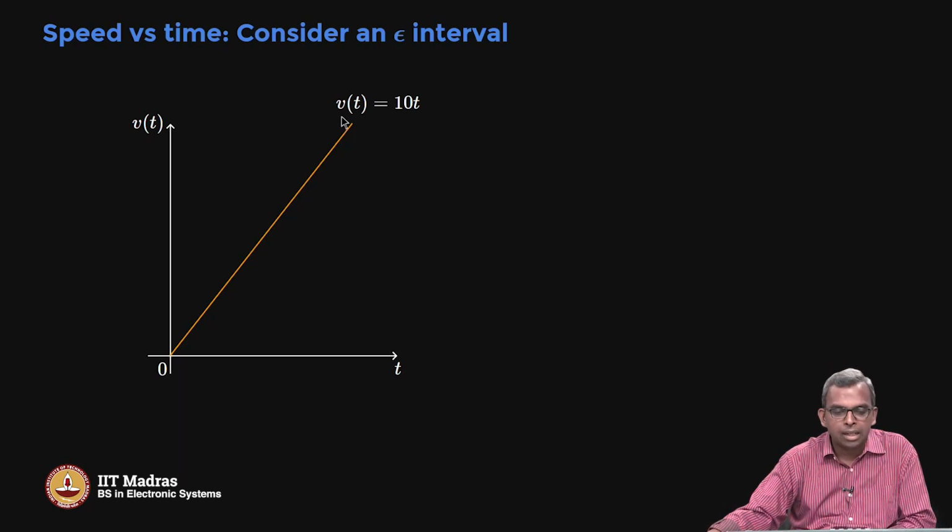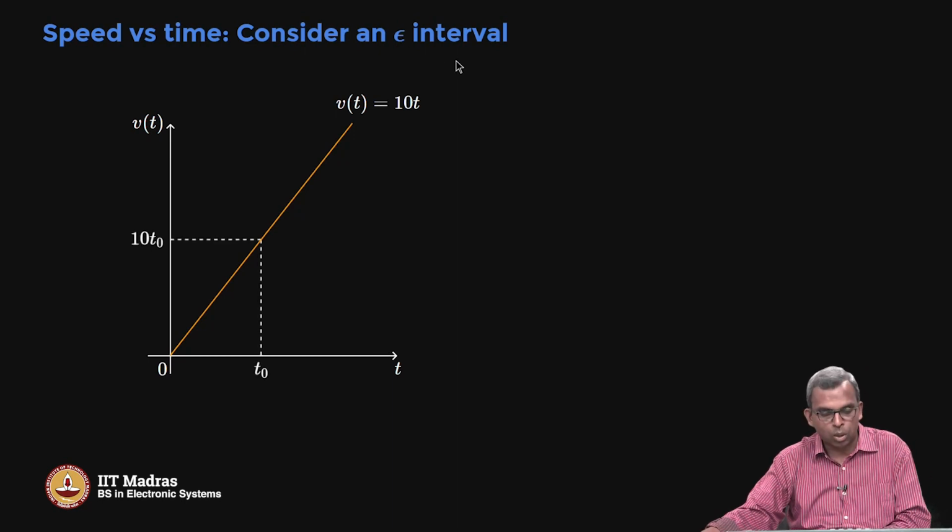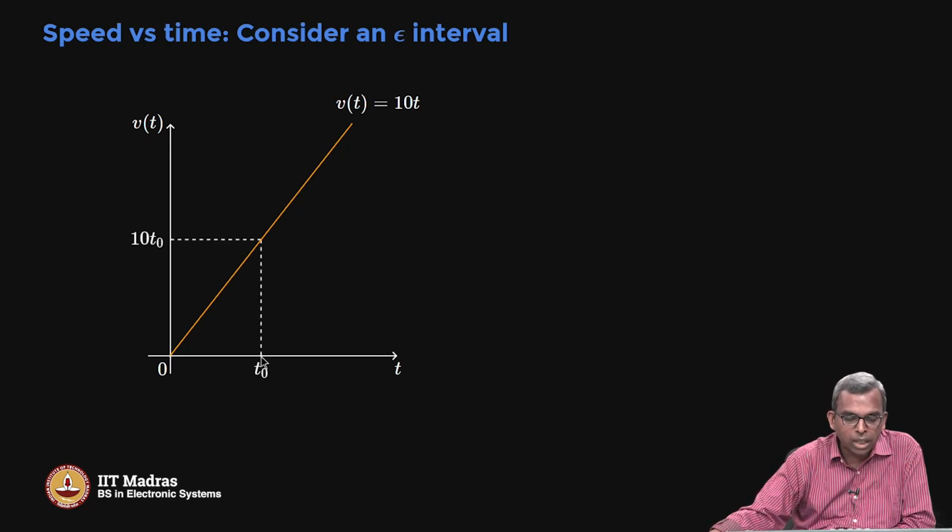I know v of t is 10 times t. I've adjusted the slope here so that it looks a little bit better for me to draw. So this is my v of t versus t. I'm going to look at an epsilon interval. What is an epsilon interval? I will look at a time t naught, some time t naught, let's say 0.1 seconds, 0.2 seconds, some time, and the speed at that point is 10 t naught, right? That is the speed at that point.